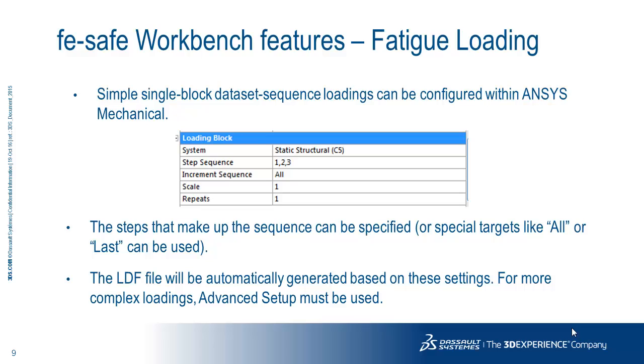Currently, we just support the dataset sequence. So there is just this option in which you can define which of the steps you want to use for the dataset sequence, and also which of the increments you want to use. On top of it, you can define the scale and repeat on the loading block. So we just support one loading block. We do not support multiple loading blocks automatically. But definitely, if you want to create an advanced loading, then you can open the FE-SAFE GUI from ANSYS Mechanical.